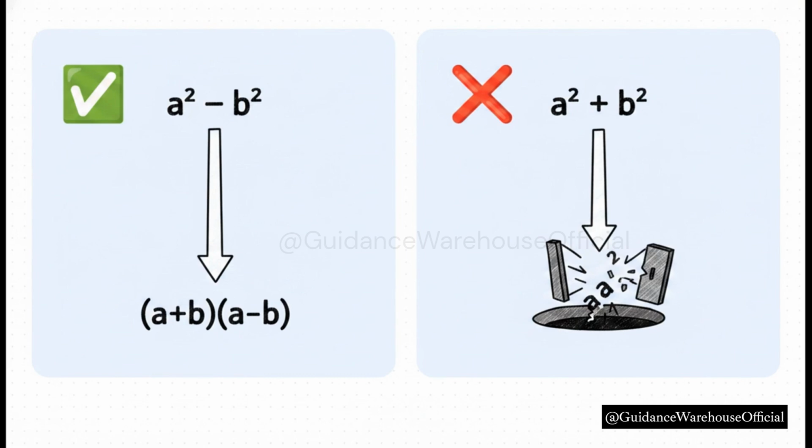Okay, quick but very important warning. A difference of squares, a squared minus b squared, is factorable. But a sum of squares, a squared plus b squared, is not. We call that a prime polynomial. It's a super common trap, so don't fall for it.